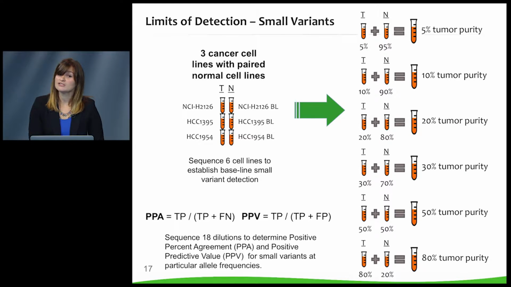So we sequenced all 16 dilutions from this series and ran these through our tumor-normal pipeline using the corresponding matched normal. Using these, we calculated our positive percent agreement, PPA, and our positive predictive value, PPV, at certain mutant allele frequency thresholds, as shown above.